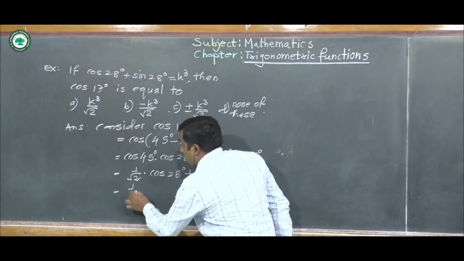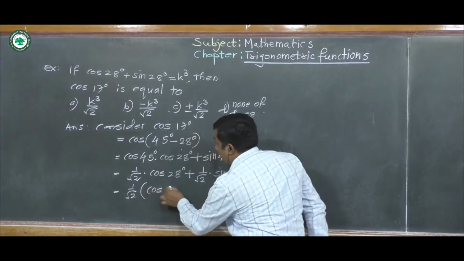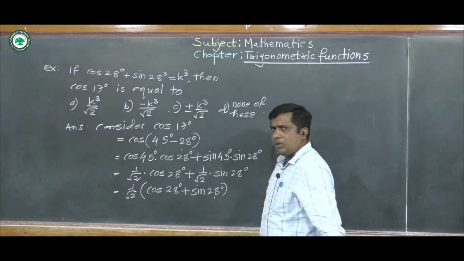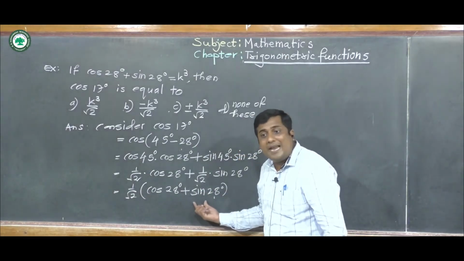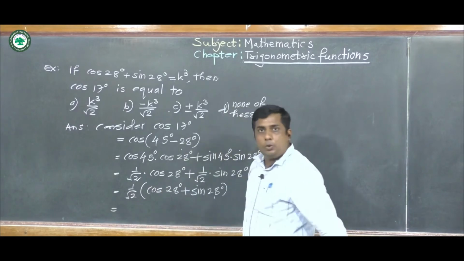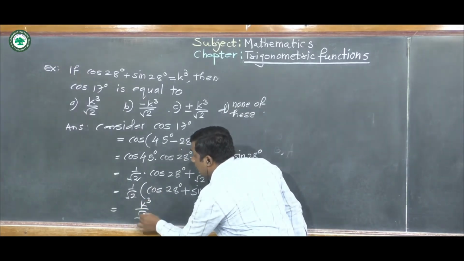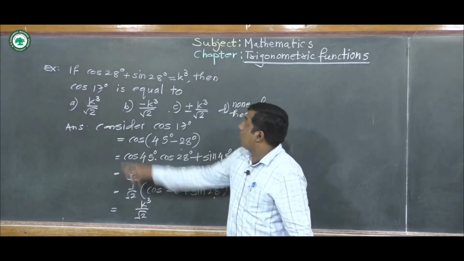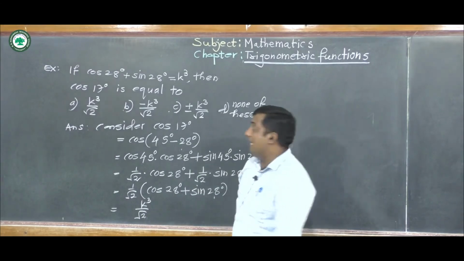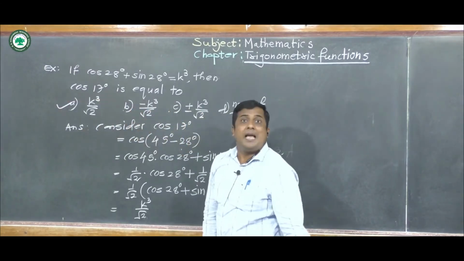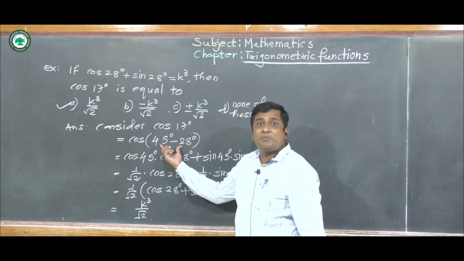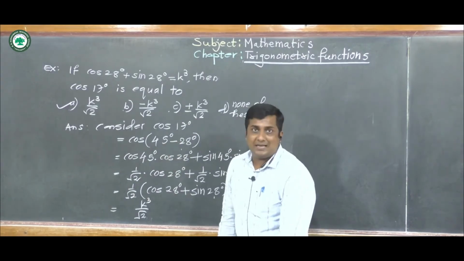Here we keep 1 upon root 2 as common, then inside the bracket we get cos of 28 degree plus sine of 28 degree. Now here cos of 28 degree plus sine of 28 degree is given, and we know this is k cube, so this is equal to here k cube upon root 2. So value for your cos of 17 degree here is k cube upon root 2, and your correct option is A. Here correct option is A. So very simple example it is. Here we consider cos of A minus B formula. Remember this type of example.